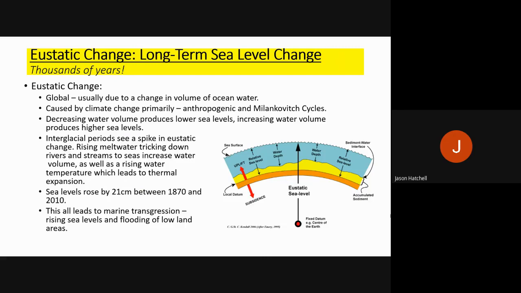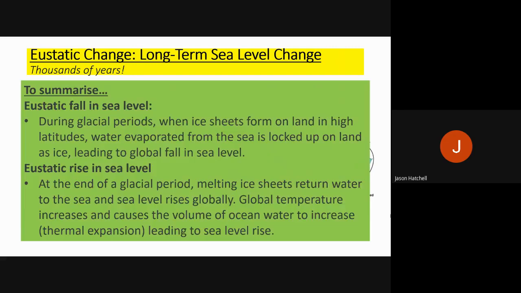That is eustatic change. This all leads to what's called marine transgression: rising sea levels and flooding of lowland areas. And so the key thing to remember for eustatic is this. There's a eustatic fall in sea level. That's glacial periods, when ice is being created, water is evaporating and sea levels are falling.